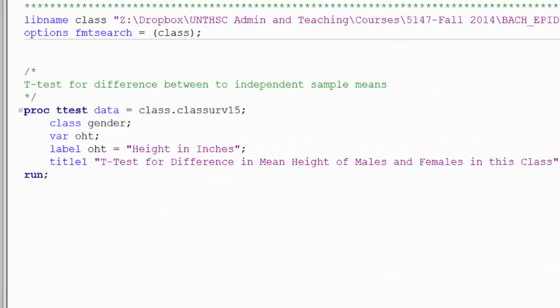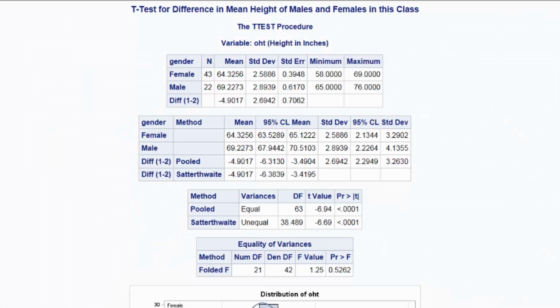Here we're using the t-test procedure to test for a difference between 2 means. Although the t-test can be used in other ways, in my experience this is the most common use in public health. You can see that the syntax is identical to proc means, except that we type the keyword t-test instead of the keyword means. And by default, SAS gives us a whole bunch of results.